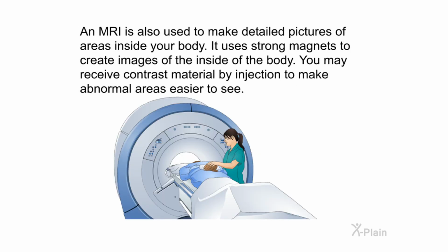An MRI is also used to make detailed pictures of areas inside your body. It uses strong magnets to create images of the inside of the body. You may receive contrast material by injection to make abnormal areas easier to see.